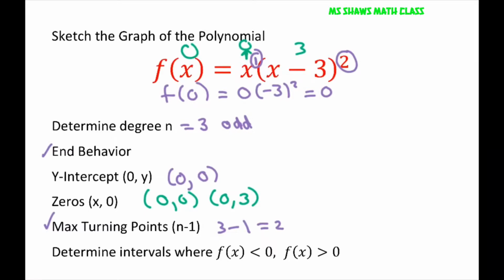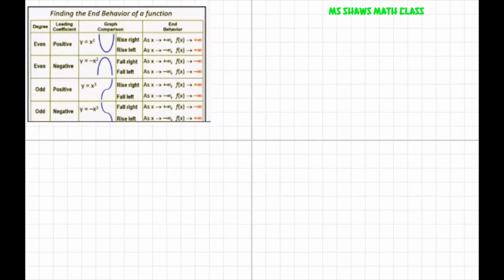And we'll talk about our intervals where our y is negative and where y is positive after we graph it. And now let's talk about our end behavior. So in our end behavior, our degree is 3 and this is positive. So let's look at that. We have an odd degree and it's positive. So it resembles this, which is right here.